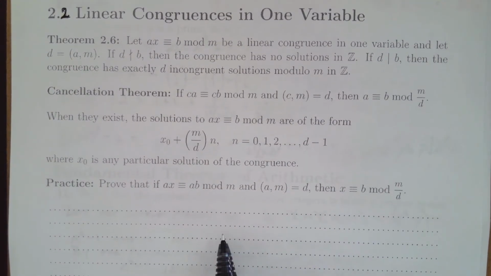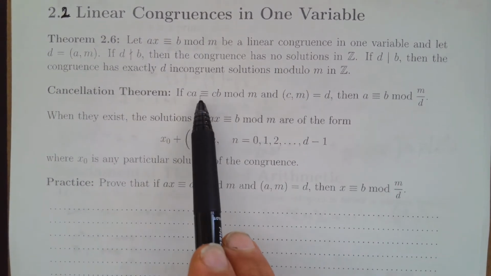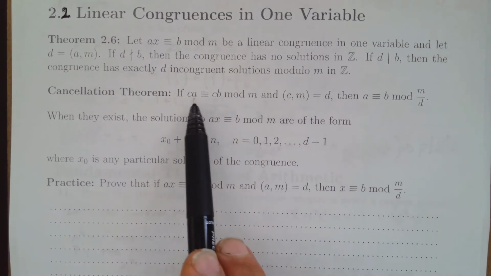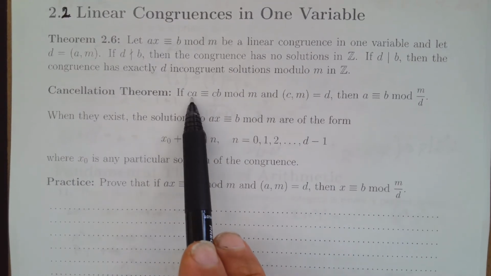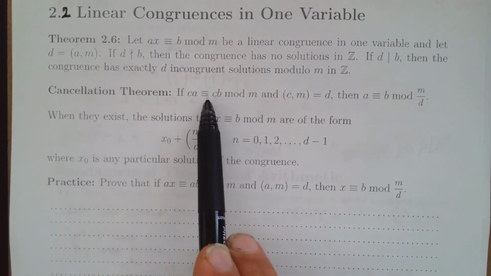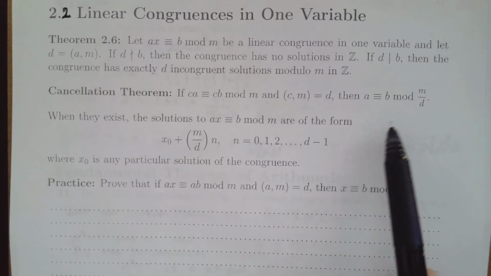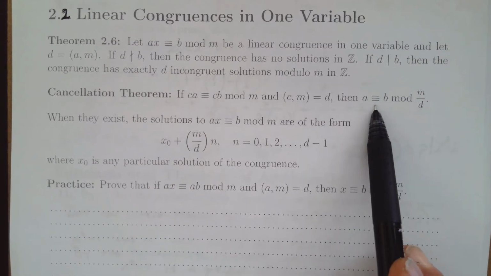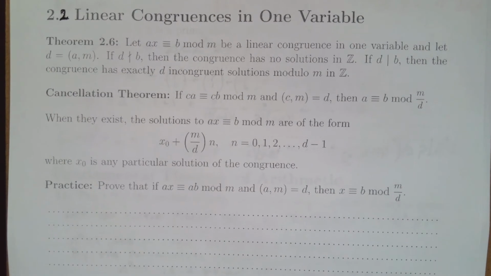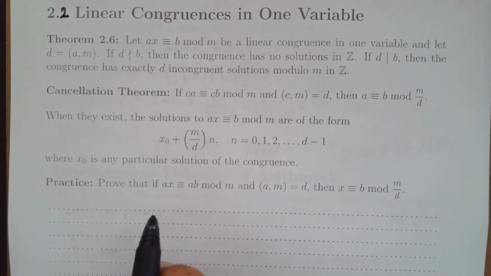But in addition, it is also taking the form of the cancellation theorem, where instead of saying CA and CB, we're saying AX and AB. And so that's changing X equivalent to B rather than A equivalent to B. Okay, so let's come through here.